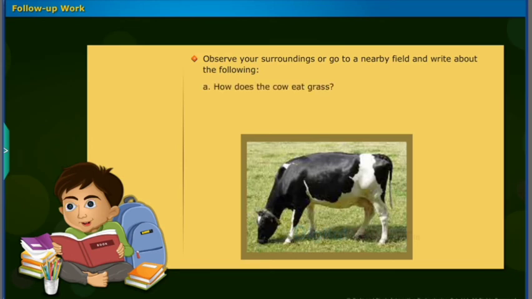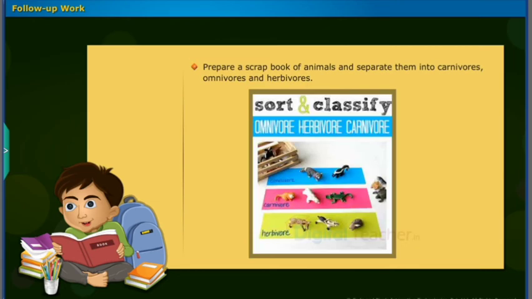Observe your surroundings or go to a nearby field and write about the following. How does the cow eat grass? What are the tools used while doing so? In what way can you justify it is a herbivore? Prepare a scrapbook of animals and separate them into carnivores, omnivores, and herbivores.